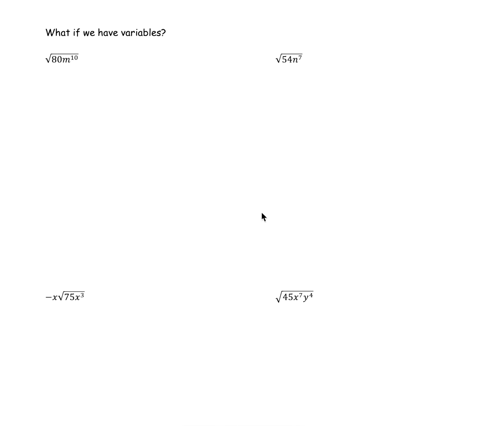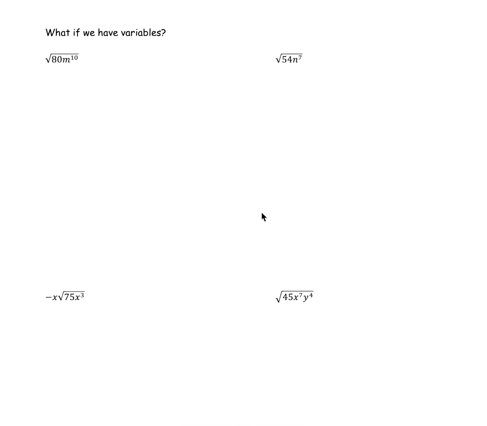What if we have variables inside of the radical? So looking at the first one, radical 80 m to the 10th. I'm going to do number 1 and number 2 with you guys, and I'm going to have you guys try the last 2. The first thing you want to do, step 1, is split up each term under the radical.